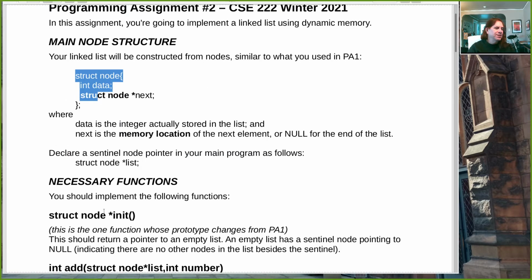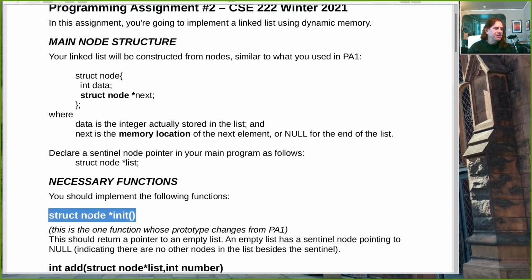All right. Required functions. So you need to implement an init function. Your init function looks different from PA1. It's the only function that changes. So your init function returns a pointer to a struct node instead of void. And the idea is you're going to, in your main program, declare a struct node star, call it sentinel or something. And to make your empty list, you're just going to say sentinel equals init.